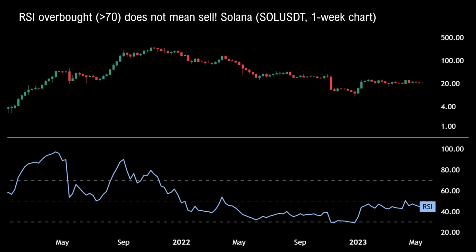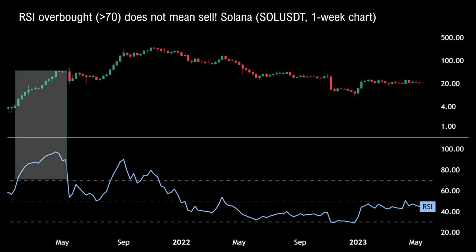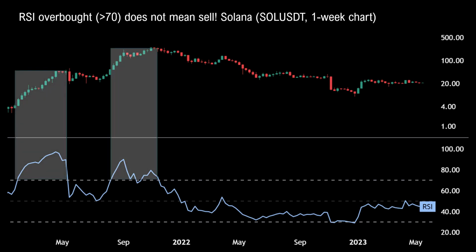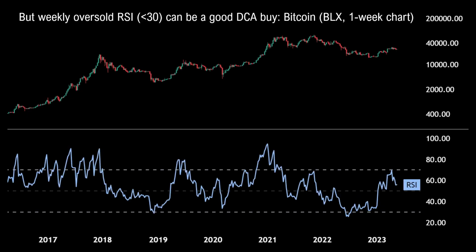And here's another example with Solana's Sol token on the 1 week chart. As you can see here, the biggest rallies happened when the RSI was above 70. So we've established that investments tend to stay overbought for a long time in strong bull markets.